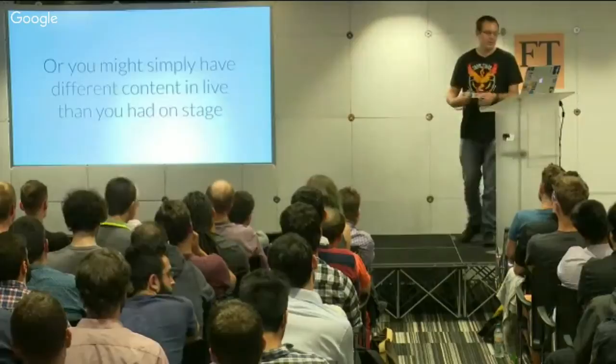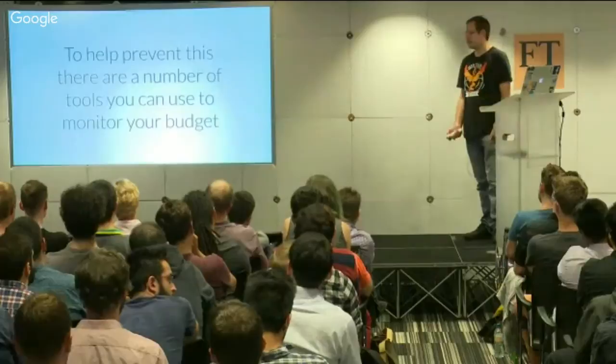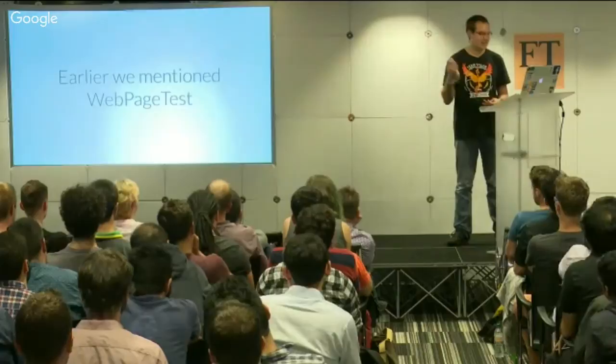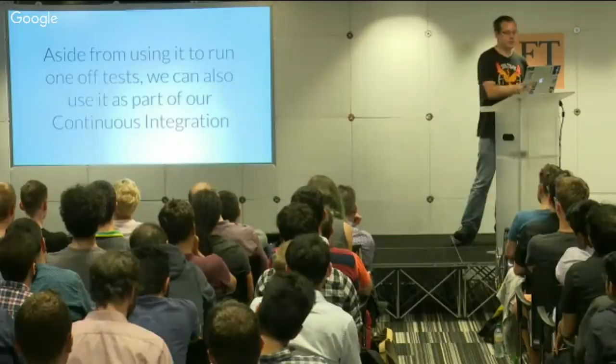To help prevent this, there are a number of tools you can use to monitor your budget. So earlier you mentioned WebPageTest. It has this fantastic API, which if you want to see a talk about it, Andy did this lovely talk about WebPageTest at this meetup. And aside from using it to run one of our tests, we can use it as part of our continuous integration.